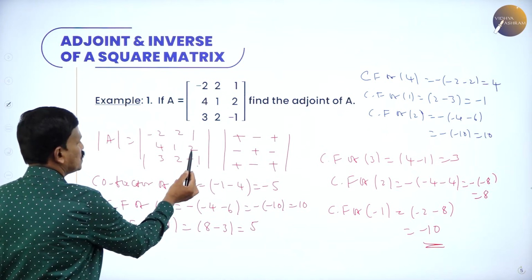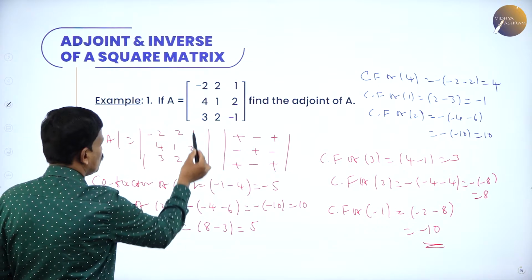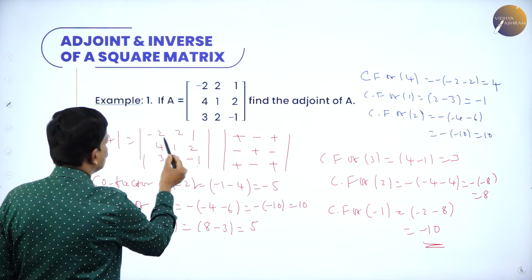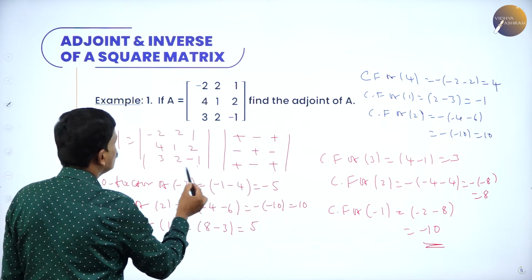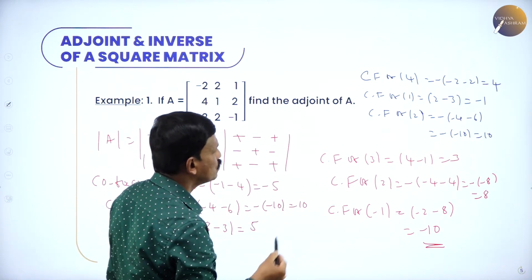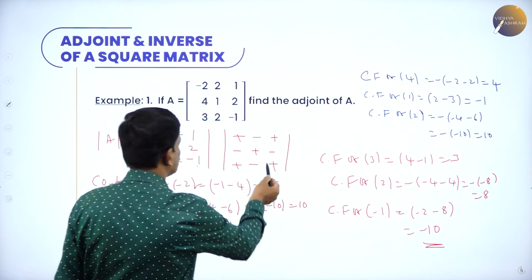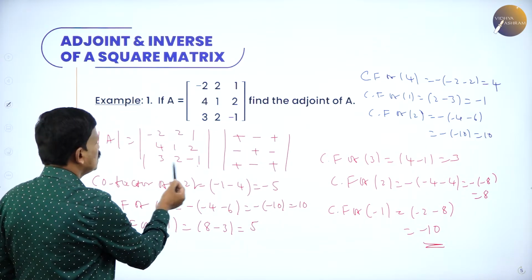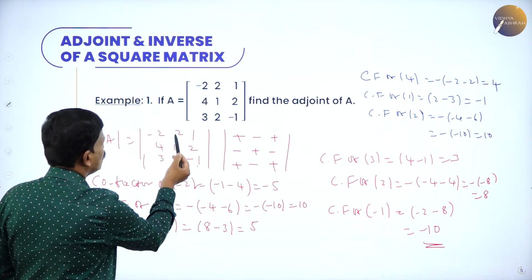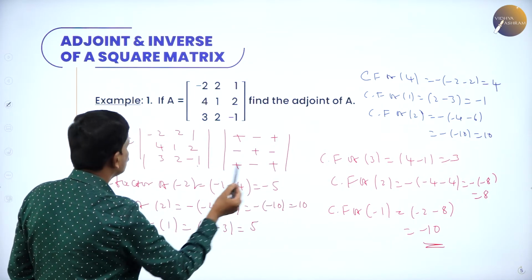And the cofactor of this element 2, delete this row and column. So this is gone. Minus 2 2, 3 2 is left. So 2 2s are 4, minus 4, minus 6, that's equal to minus of minus is plus 10 because it is negative. Similarly, the cofactor of the last row 3, this row and column is gone. 2 2s are 4, minus 1, that's equal to 3.